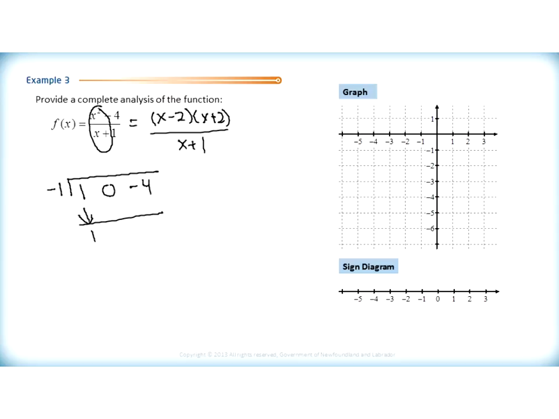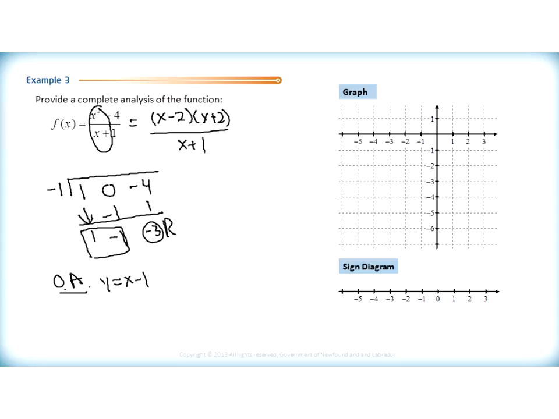So I drop that one, multiply, and add, and multiply, and add. So I end up with a negative 3 remainder, which is irrelevant. We know we have an oblique asymptote. That's our first order of business. And the oblique asymptote here is at y equals x minus 1.